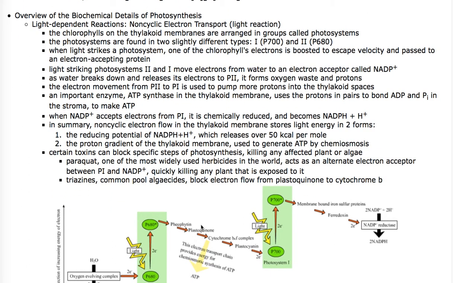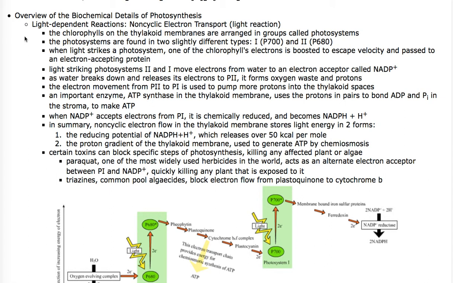Now there are 2 kinds of electron flow in a chloroplast: non-cyclic and cyclic electron flow. I'm going to talk mostly about the non-cyclic electron flow, and I'll mention a little bit later on about cyclic electron flow. So there are 2 sets of reactions that happen in a chloroplast.